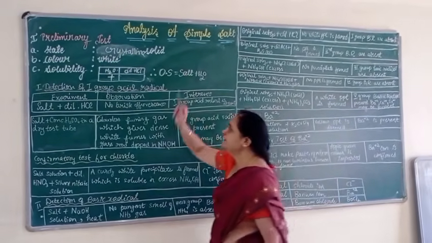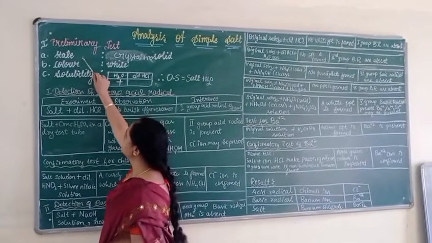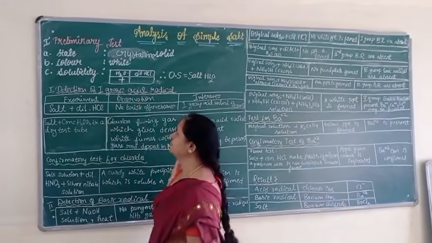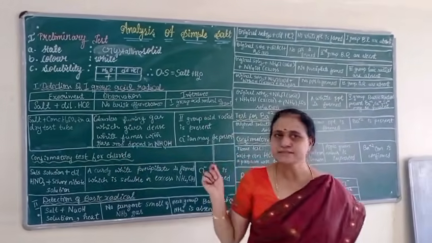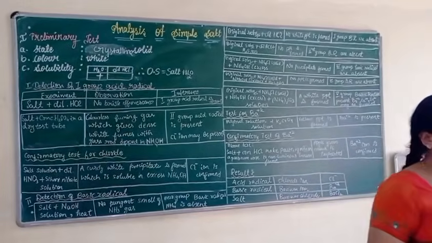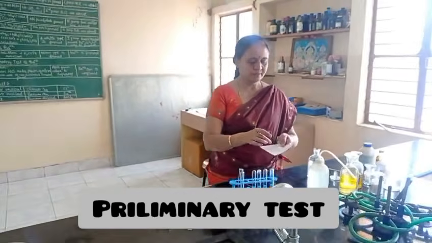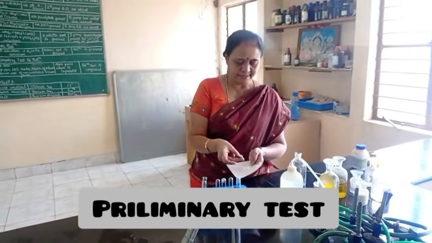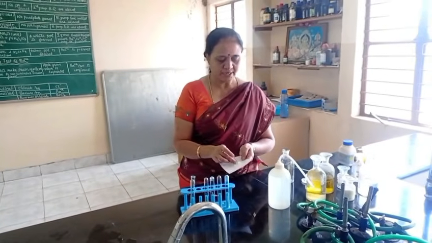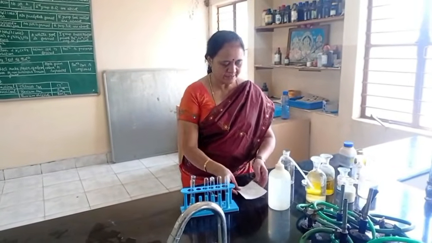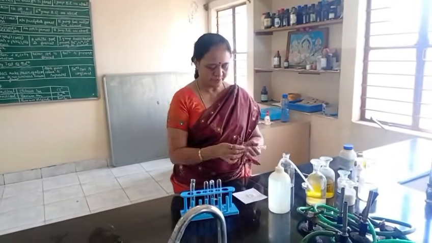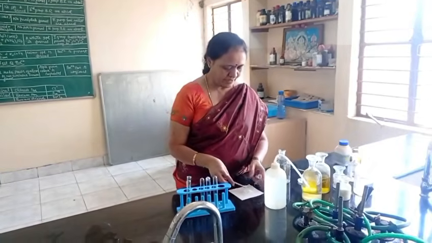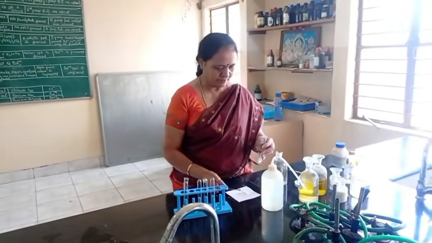So, preliminary test contains state, color and solubility. Let us check state and color and solubility. This is our salt. State is crystalline. Color is white. Let us check solubility. See here. I am taking a pinch of salt.